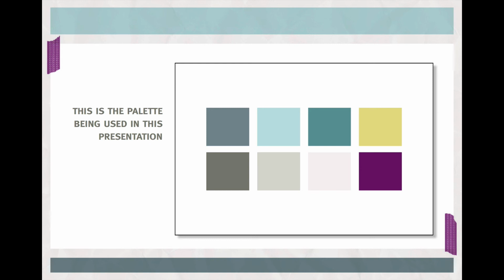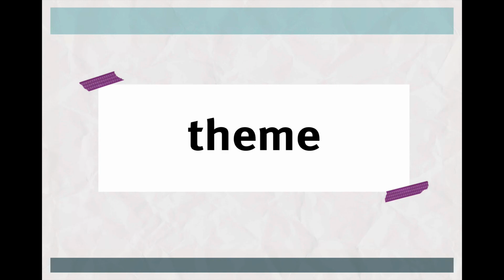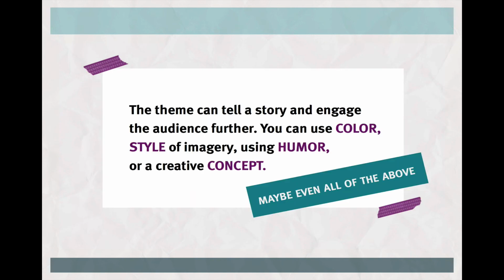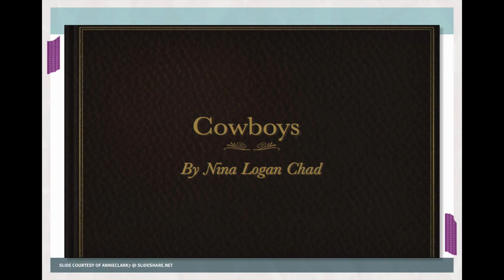The other colors, you'll see the light blue, the second from the left on the top, is always used at the top. The first blue, or the gray blue in the upper left-hand corner, is always used at the bottom. And that's where I'm showing my citations. So let's talk about theme. You can use a theme to help tell a story or engage the audience further. You can use color, style of imagery, humor, or even a creative concept, and maybe even all of them.